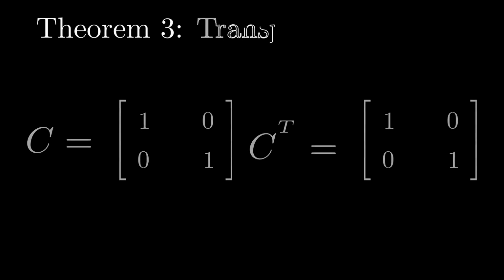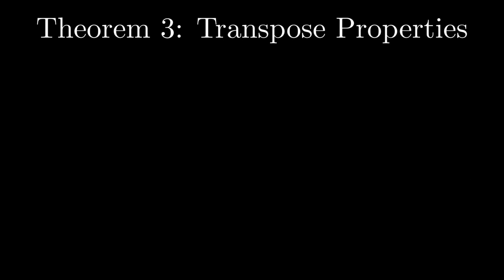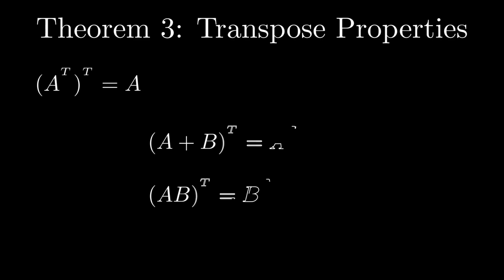Transposes also have their own properties, which we'll call Theorem 3. First, A transpose transpose is equal to A, so the transpose is considered to be an involution, like the complement of a set. The transpose also has distributive rules for both addition and multiplication. Note that when multiplying, we have to flip the order of A times B.